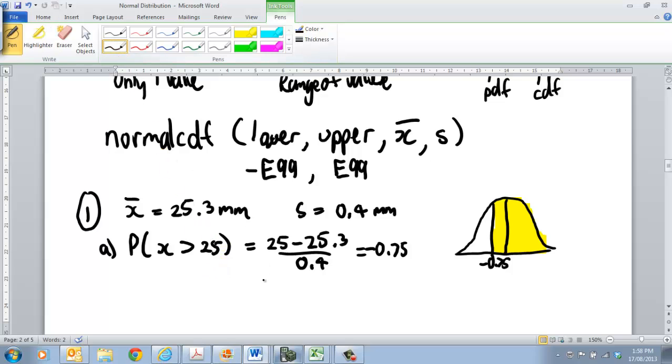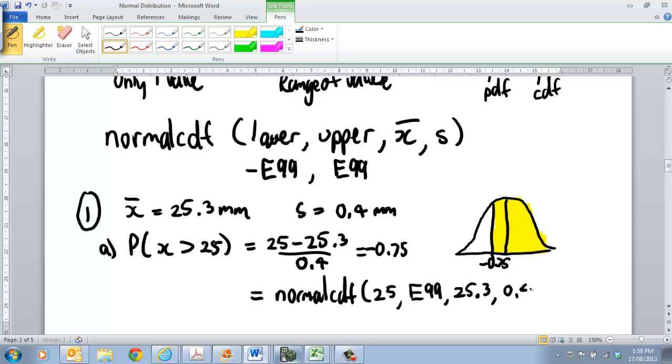What I'd be expecting you to do is this. I'd like you to write this as normal CDF. My lower value is in fact what? My lower value is 25. My upper value, I don't have one. That's going to be e to the 99. Then my mean value is 25.3, and then my standard deviation is 0.4.